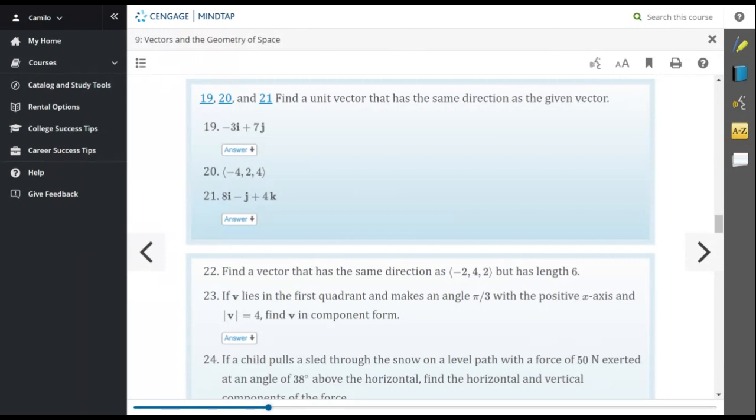Okay, guys, number 20. Let's do it. They want you to find the unit vector. Let's say we're given this vector. I don't think they gave it a name. We'll just call it V. V is -4 in the x direction, 2 in the y direction, 4 in the z direction. Find the unit vector of V.